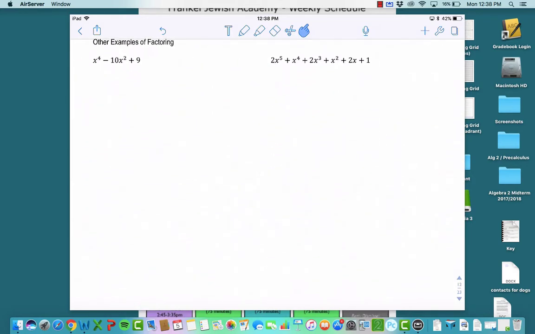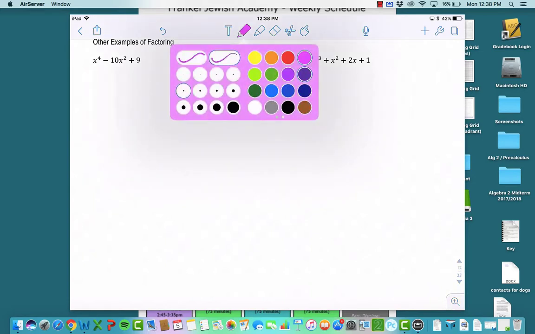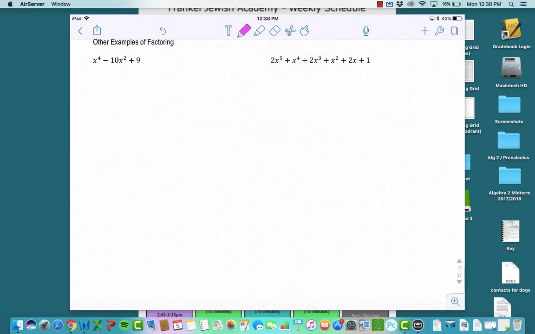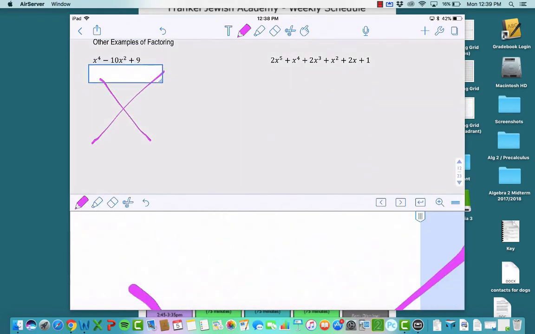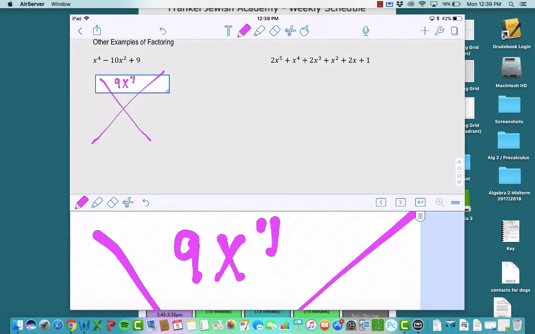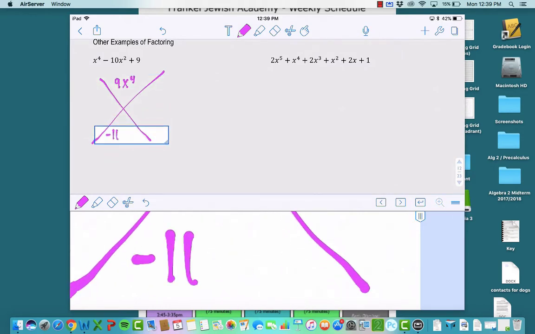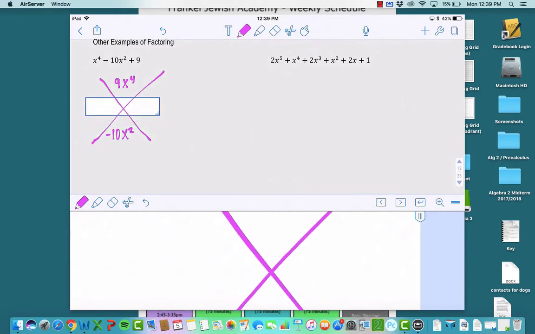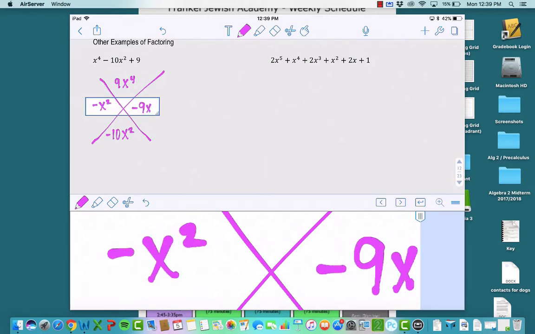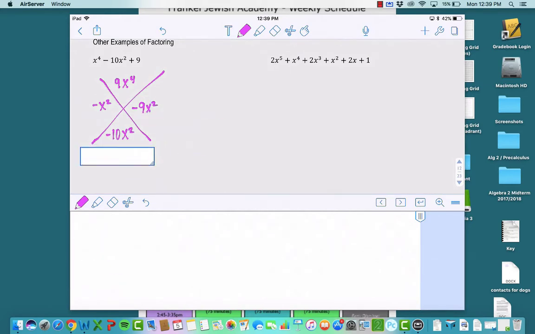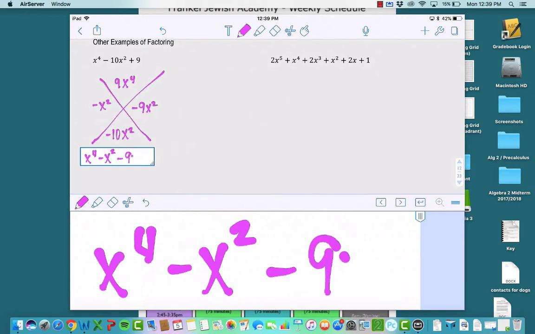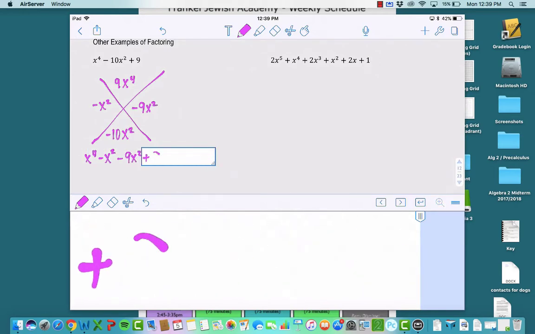Some other examples of factoring. We kind of talked about being able to factor something that looks like a quadratic with the x. So let's just test it out here. I need something that multiplies to 9x to the 4th and adds to negative 10x squared. And looks like that is negative x squared and negative 9x squared. So if we put this together, we get x to the 4th minus x squared minus 9x squared plus 9.